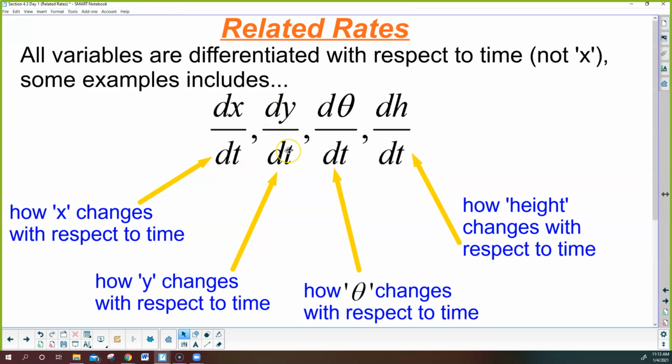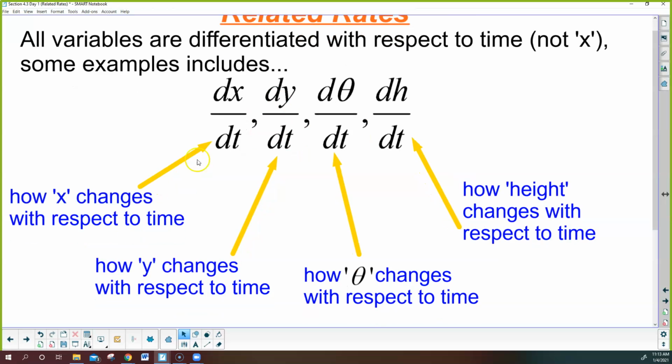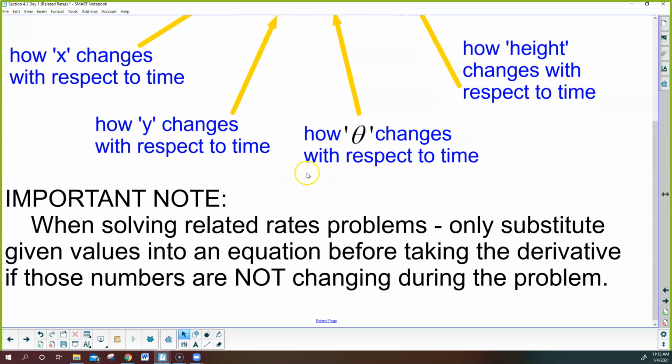Same thing with dy dt. How does y change with respect to time? Or sometimes it can be theta. Theta is just an angle measure. So it's how an angle measure changes with respect to time. Or dh dt would be how the height changes with respect to time. So notice it's all dt. And you'll get this as we go along.